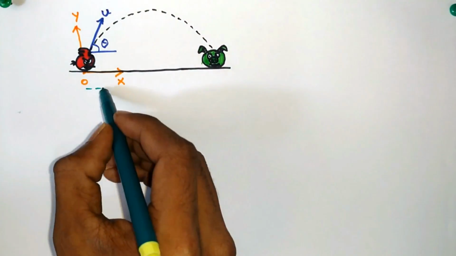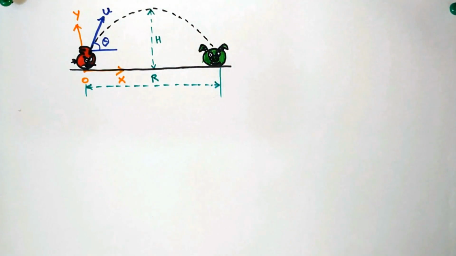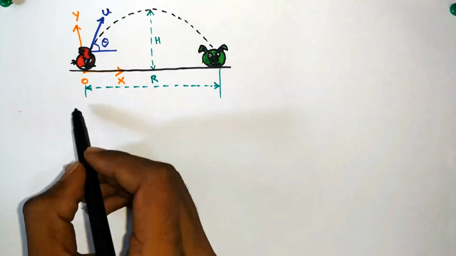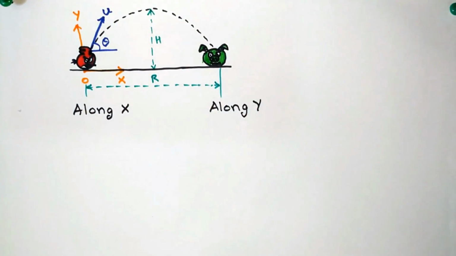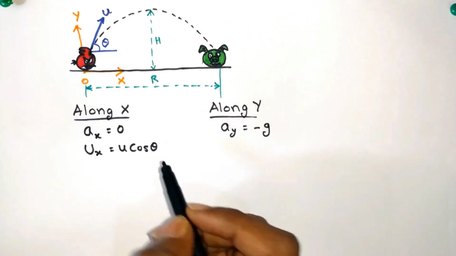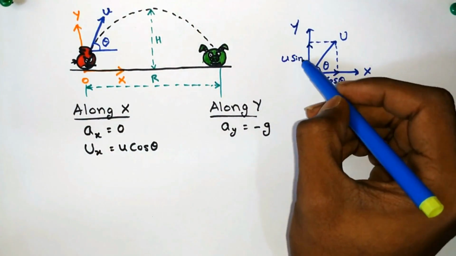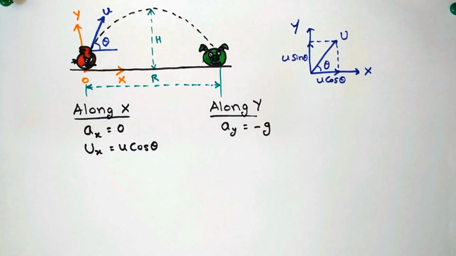Let's say the projectile travels a distance r along the x-axis and h be the maximum height attained by the projectile in its path. In order to simplify this, let's break down the projectile motion as motion along x and motion along y. Along the x-axis, we don't have any force acting on the projectile. So the acceleration along x-axis is 0, and along y-axis, we have acceleration due to gravity towards the earth. Along the x-axis, the component of initial velocity is u cos theta. These components u cos theta and u sin theta are nothing but the projections of u on x and y axis. So along the y axis it is u sin theta.